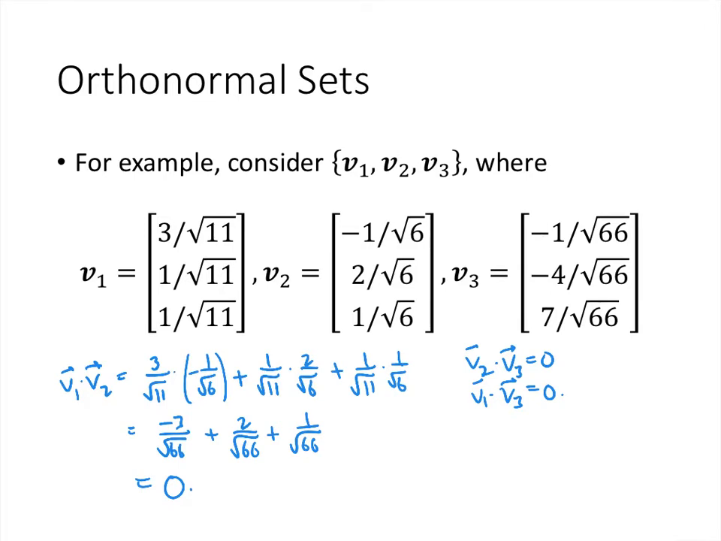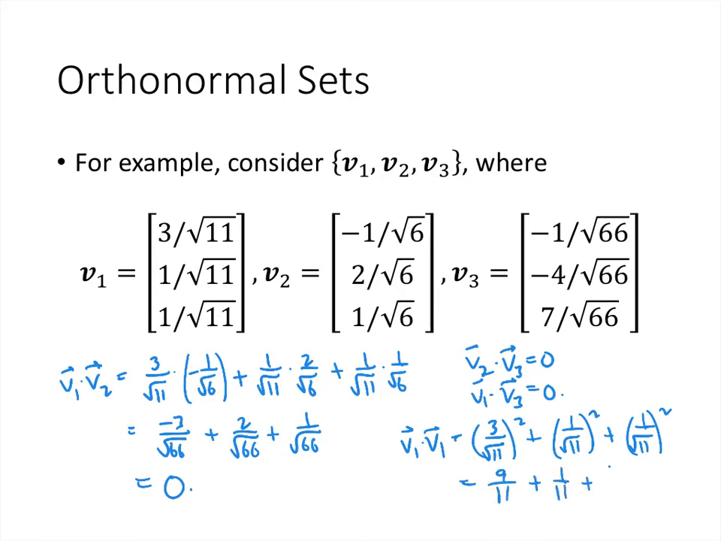For us to show that it's an orthonormal set, we additionally have to dot each vector with itself and show that we get 1 in every case. So for example, v1 dot v1 is going to be 3 over radical 11 squared, plus 1 over radical 11 squared, plus 1 over radical 11 squared. That works out to be 9 over 11, plus 1 over 11, plus 1 over 11, which is in fact 1. So again, I would have to show that v2 dot v2 is 1, and also that v3 dot v3 is 1. But all of that turns out to work out. Again, you can check that on your own. So this turns out to be an orthonormal set of vectors.